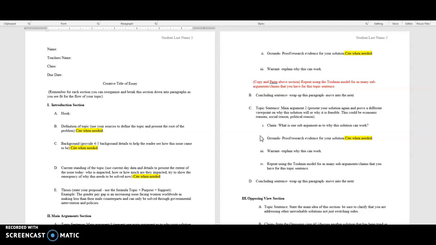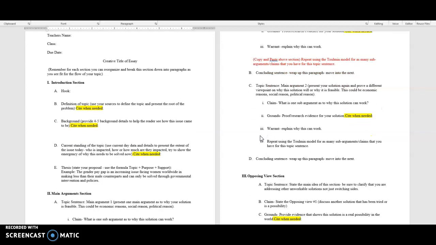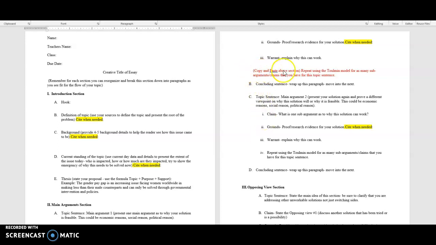So your first question was, how many claims do you need? The answer is at least two. That's why there's this big red note in the middle of the paragraph that says copy and paste the above section, claim grounds warrant. Repeat using the Tillman model for as many sub-arguments as you have for this topic sentence. And it's repeated here as well in the directions.